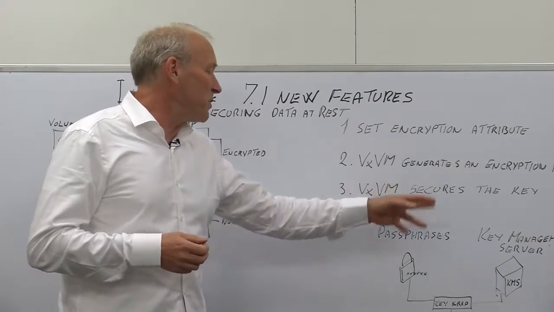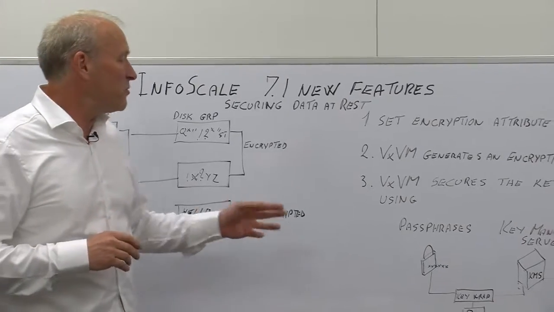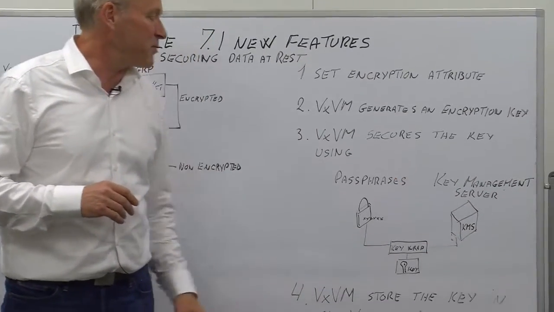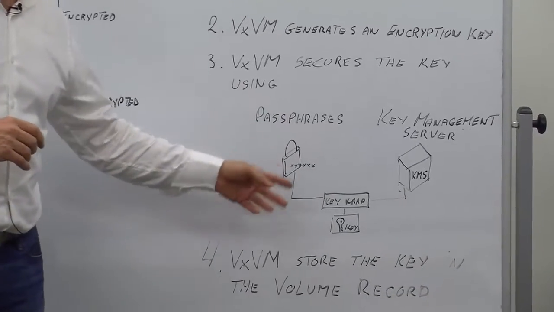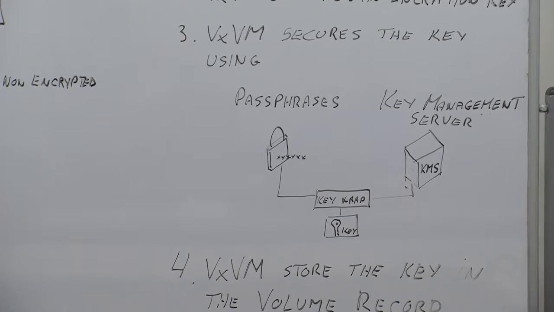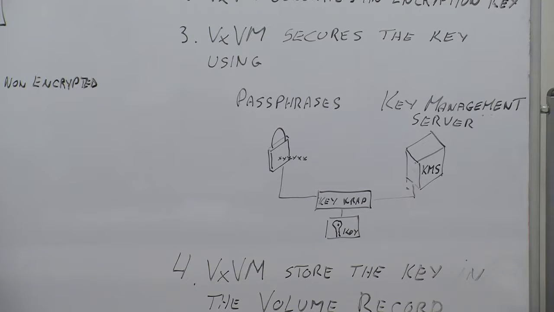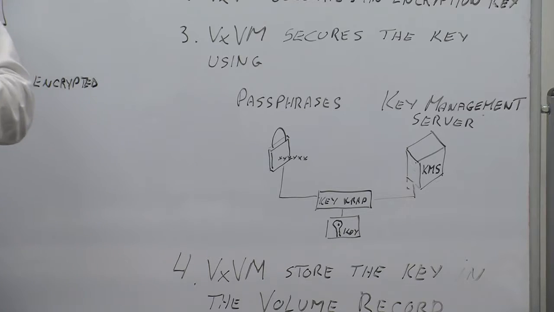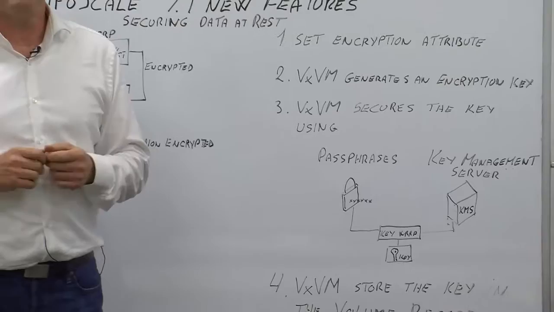So VxVM will secure the key, and it has two ways to save this key, either using passphrases or a key management server, also called KMS. Using passphrases is really a manual process. So you get the key, and you generate a kind of key wrap out of this, and you have to save that key manually. That's writing it down, saving it in a vault, or you can also have it in a file which is not very secure. So during a boot of a system, you have to manually enter that key into the system.